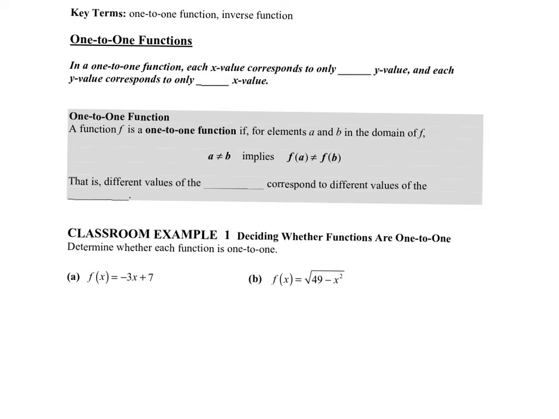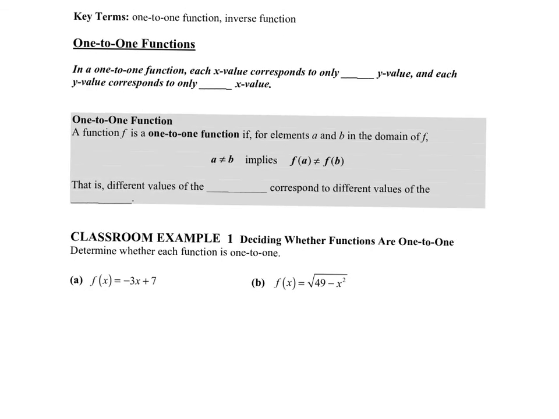Alrighty everybody, here are the notes for lesson 4.1, one-to-one functions and inverse functions. So in a one-to-one function, each x value corresponds to only one y value, and each y value corresponds to only one x value.